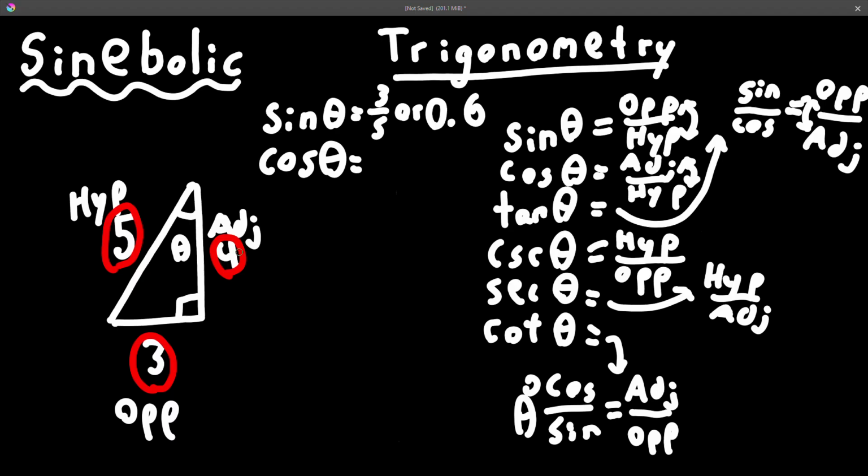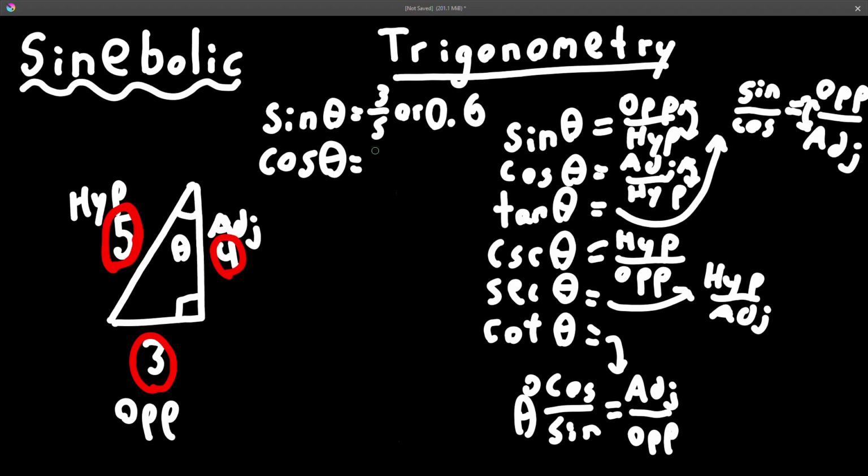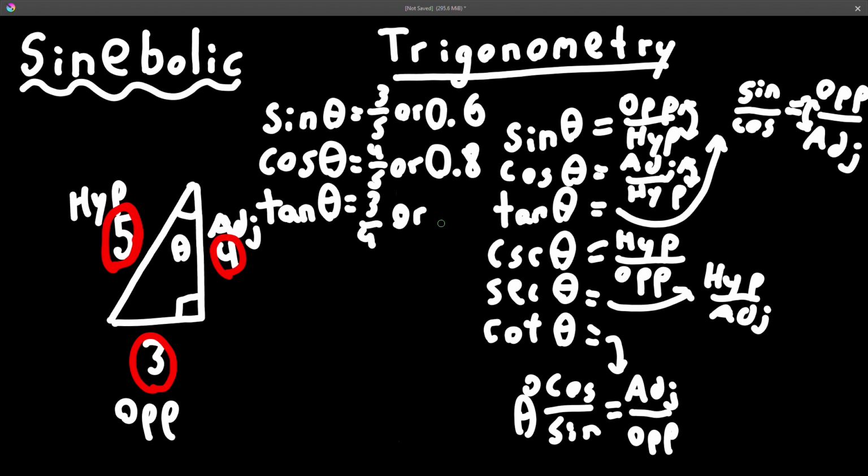Let's take the adjacent side and the hypotenuse. It'll be 4 over 5, or 0.8 if you want to use the decimals. We're moving on to tangent, which will be opposite over adjacent, which will be 3 over 4, or 0.75.